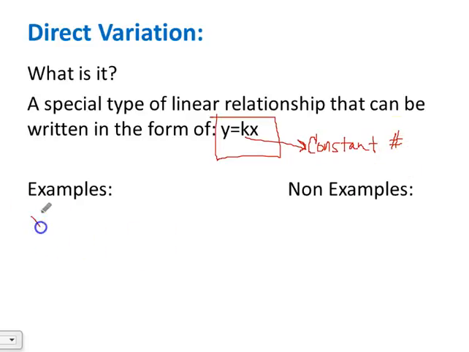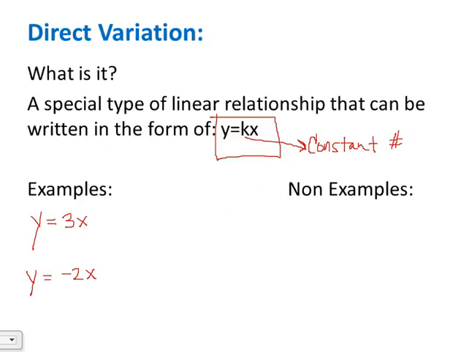Some examples of direct variation equations would be y equals 3x. Again, k represents my constant, so the number being multiplied by the x represents your constant. How about y equals -2 times x? That's an example of a linear relationship that shows direct variation.